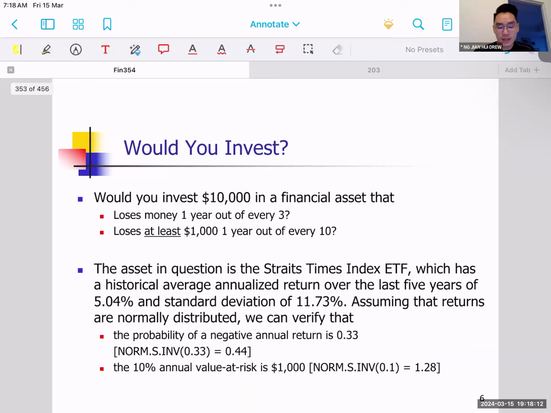All right, so this is a kind of informal example. If you have 10,000 in a financial asset, which one would you invest in? One where you lose money 1 out of 3 years, or one where you lose at least 1,000 in 1 out of 10 years? Before we look at the explanation here, anyone want to try to give a guess, just based on your understanding of VAR?